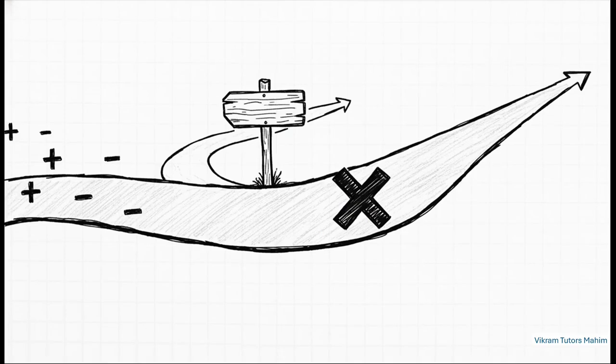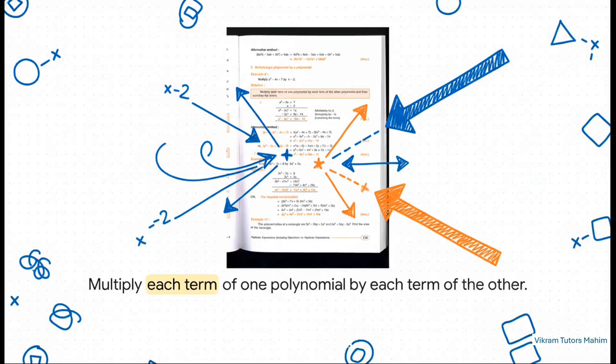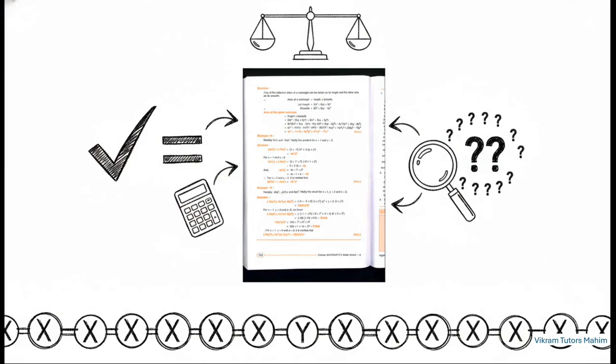The rules are a little different, but still make sense. So here's the deal. Every term in the first bracket multiplies every term in the second. And here's a pro tip. You can check your work by plugging in numbers. It's a great sanity check.